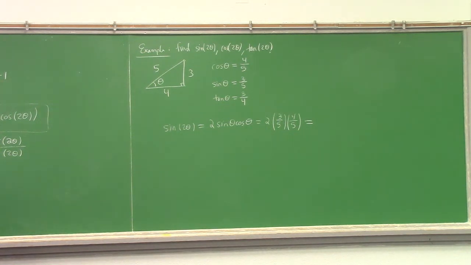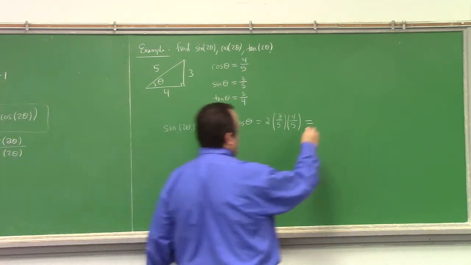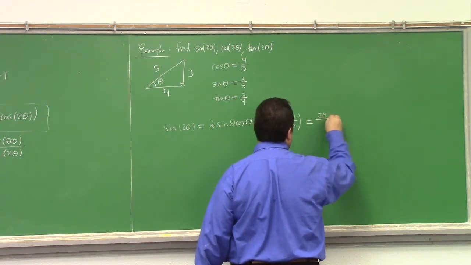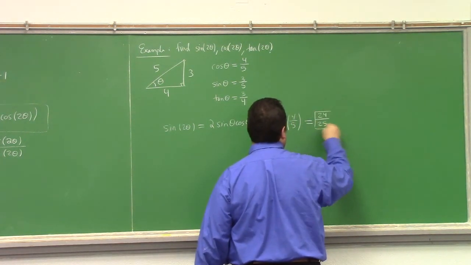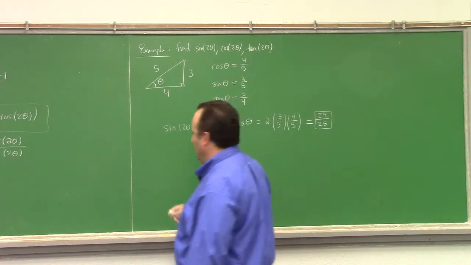I believe that is 24 over 25. So there you go, 1 down, 2 to go. How about cosine 2 theta?